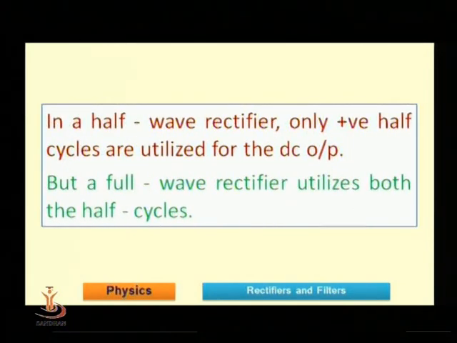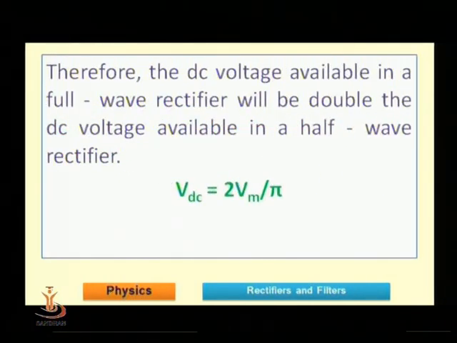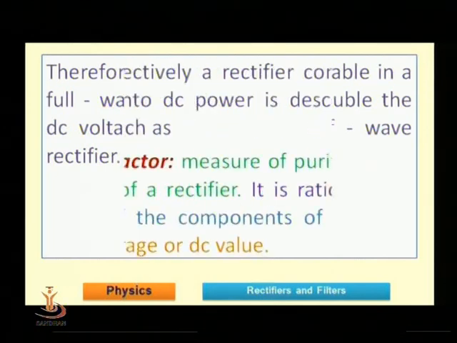In the half wave rectifier, only positive half cycles are utilized for the DC output, but the full wave rectifier utilizes both half cycles. Here is the comparison between the half wave and full wave. Therefore, the DC voltage available in the full wave rectifier is double that of the half wave rectifier, VDC equal to 2 Vm by pi.